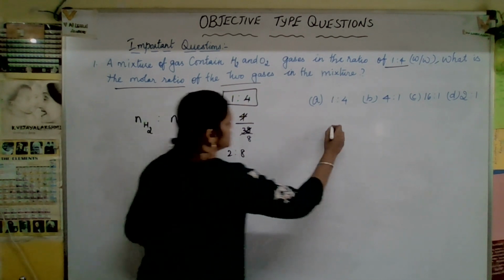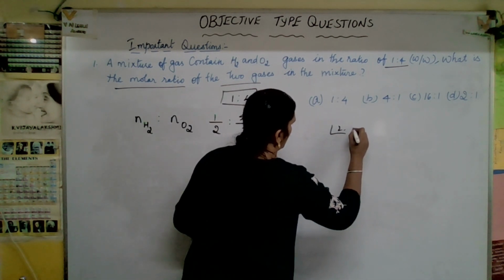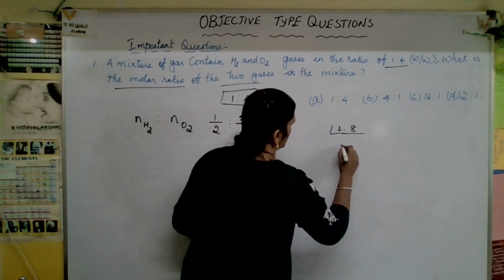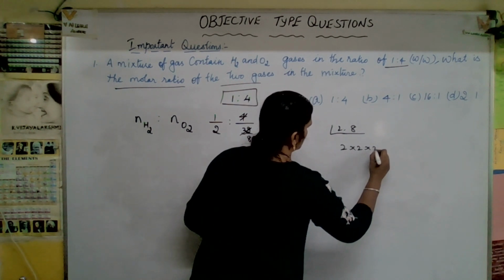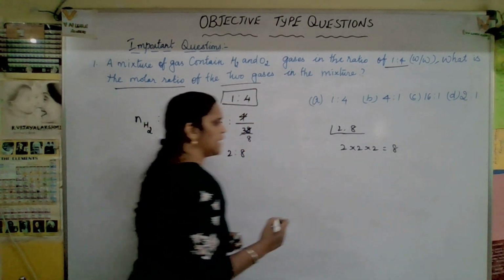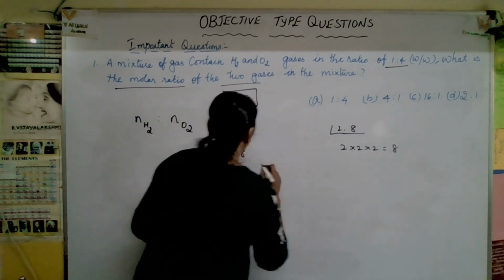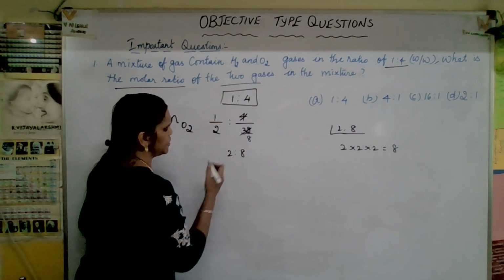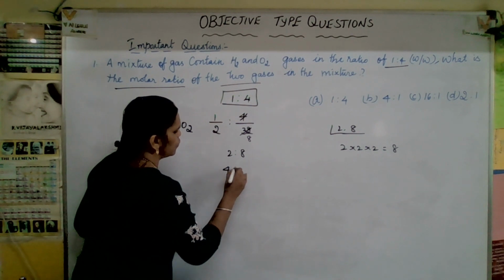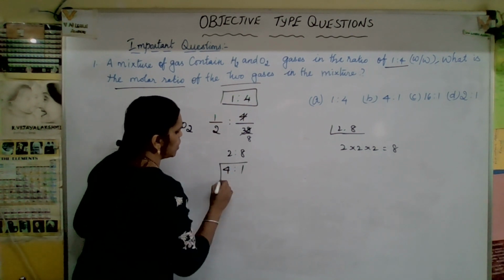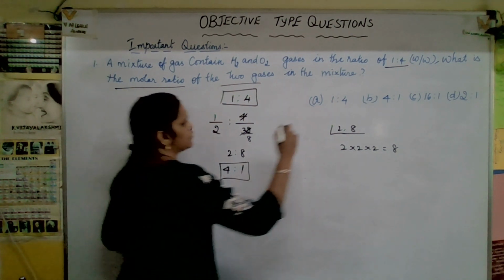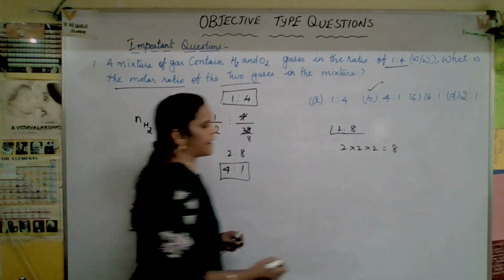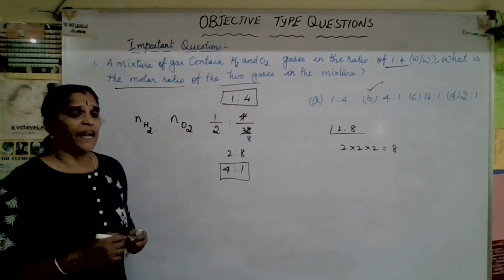Let us go for LCM. 2 and 8. So what you will get? 2 into 2 into 2, you will get 8. So 2 is to 8, if you are going for that to make it a ratio, you will get 4 is to 1. So what is the exact answer for this? B is the correct option. Hope you got an idea.